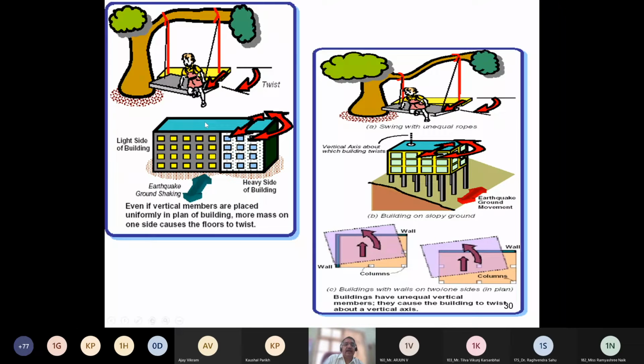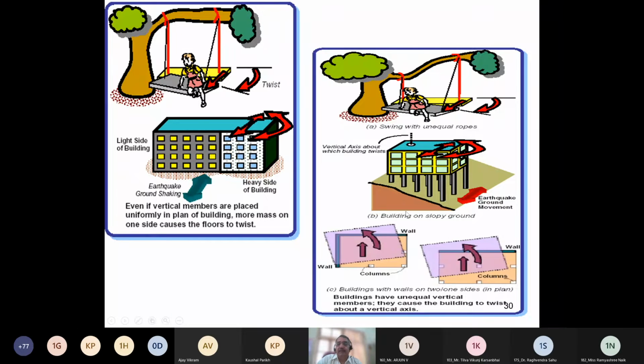When we have cases like this, where one side is heavy in the building, like in a swing, say the child is sitting on one side, this will result in twisting. The same thing is happening in the case of a building. Even if vertical members are placed uniformly in the plan of the building, more mass on one side causes the floor to twist. Similarly, when the ropes are of unequal height, then also we can expect this kind of twisting.